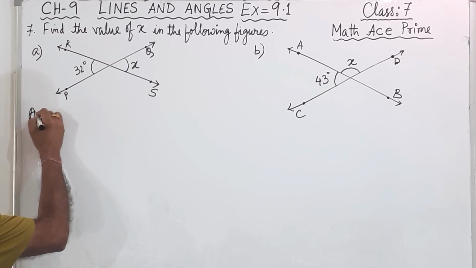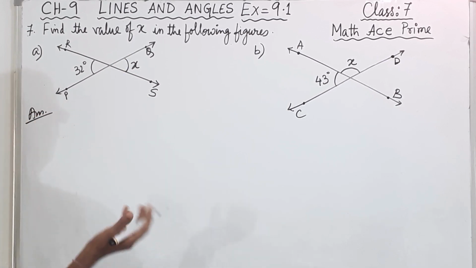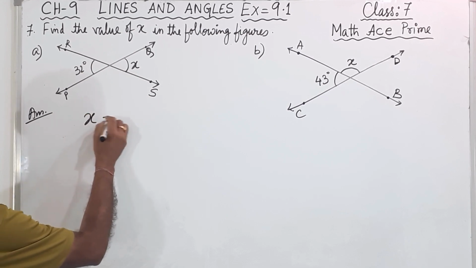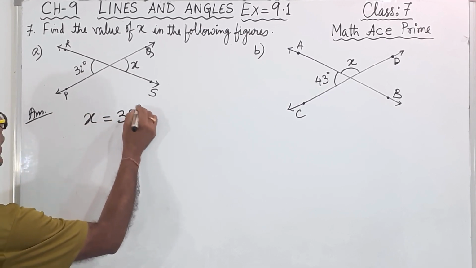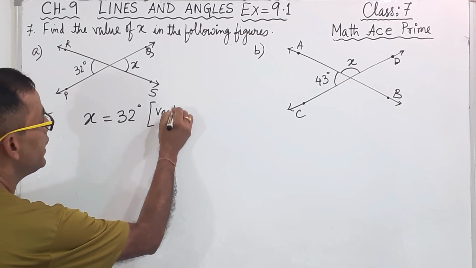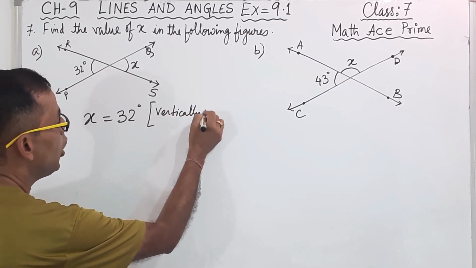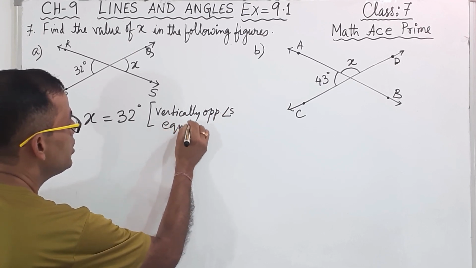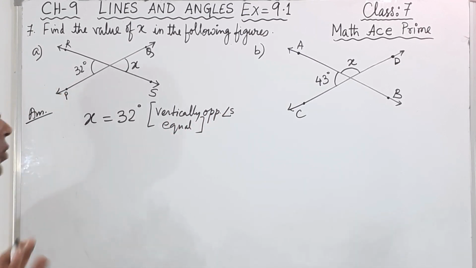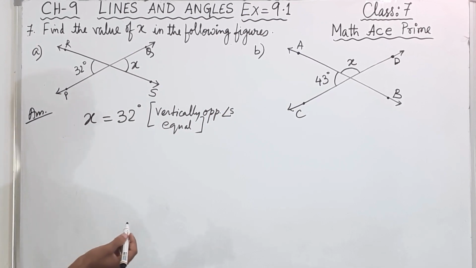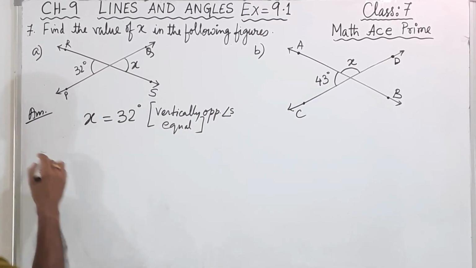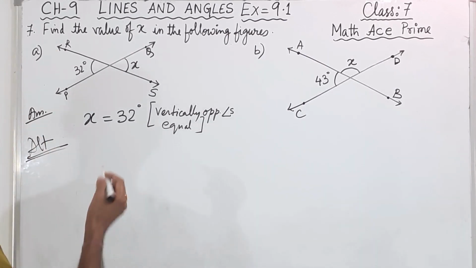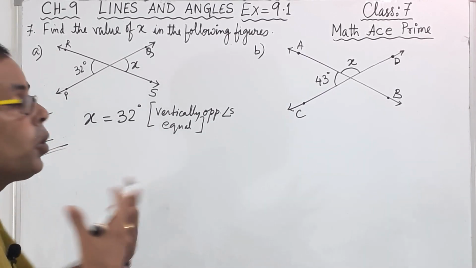So how you will start? You can do in a very shortcut way also. So this one, x equal to, okay, x equal to what? 32 degree. And you can write what? Vertically opposite angles equal. Okay. So this is one way of doing. Another way of doing is what? This is one way. Another alternative way also I am showing you, which looks better.